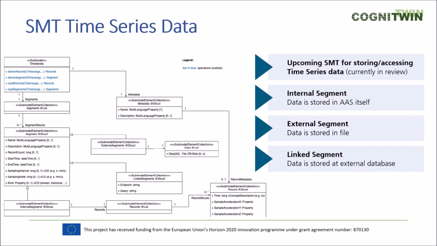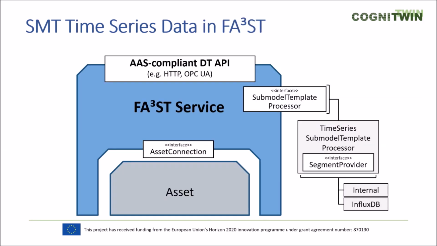To address this issue, the submodel template time series data defines 4 operations on submodel level, shown in blue, that allow the user to access data without needing to care about how the data is actually stored. The implementation and logic how to deal with all different kinds of external and linked segments has to be addressed by the AAS implementation framework, in this case FAST service.